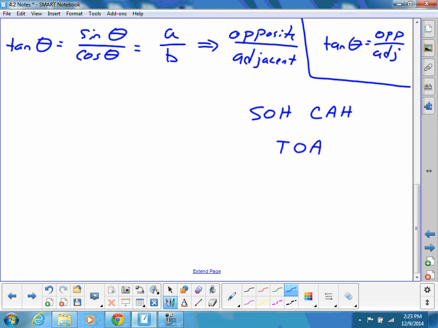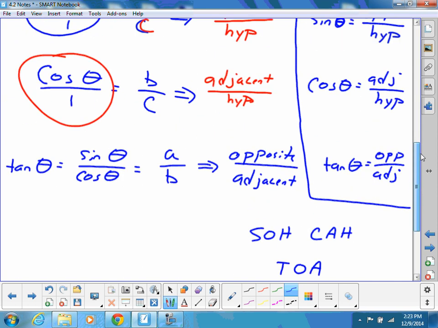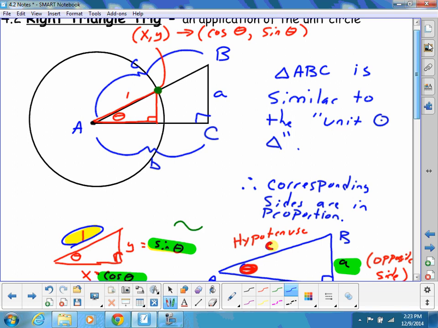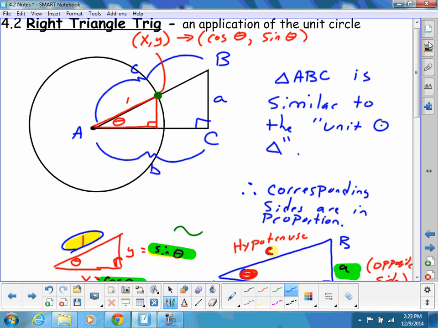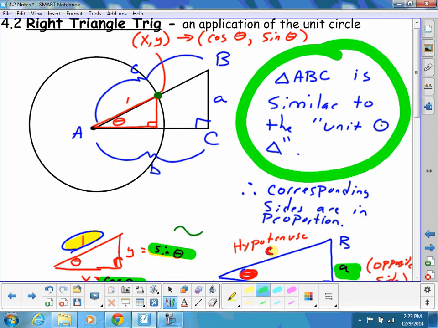So that's SOHCAHTOA. That thing you learned in geometry, it just comes from looking at similar triangles from the unit circle. So that's the big deal there, is that we can get these proportions, we can look at those proportions, and we can get them using these similar triangles. Let's do an example now.